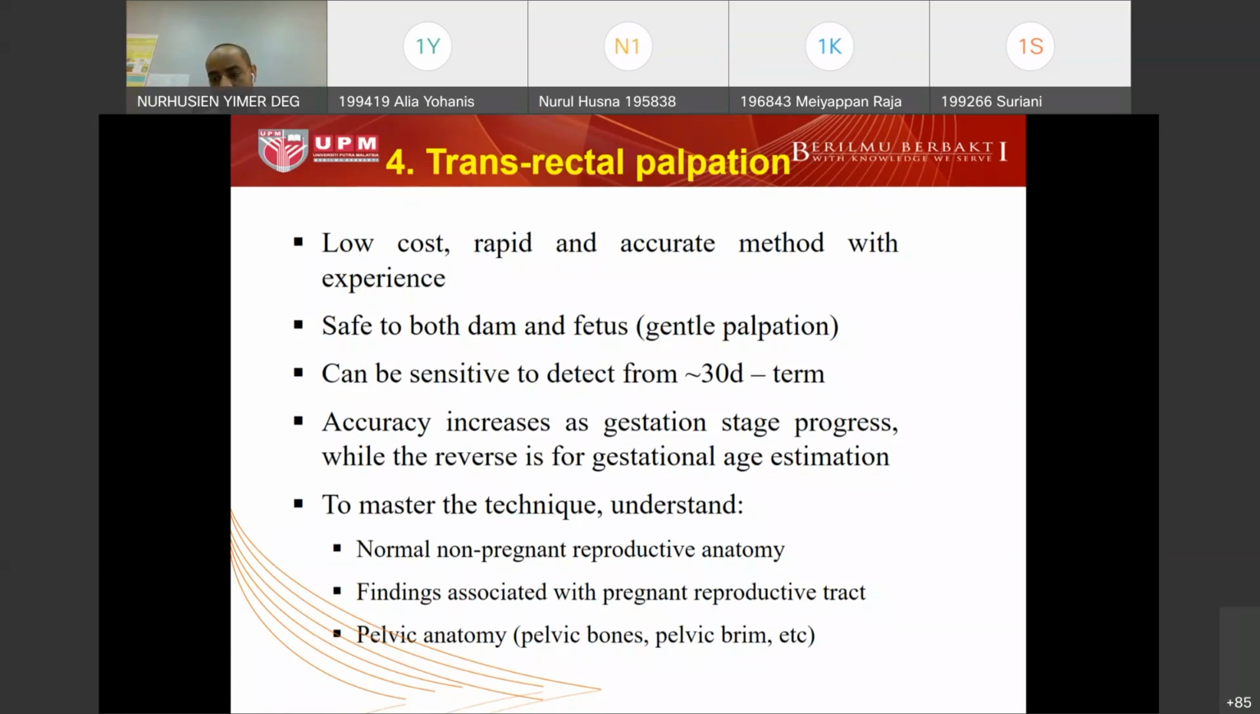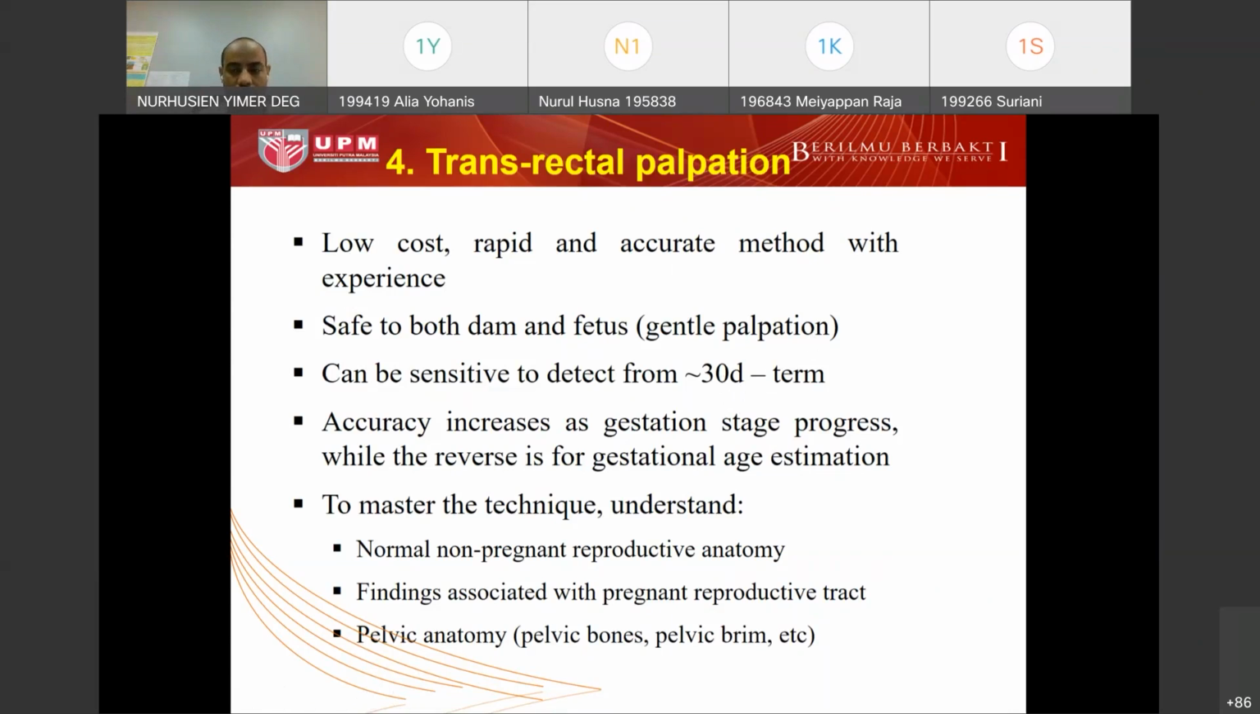And at any time. So that is what makes it a very economical as well as effective method of pregnancy diagnosis. And it is also safe, both to the dam and to the fetus, as long as you do it in a systematic way and with gentle manipulation. It can be used to diagnose pregnancy even early during the gestation period, as early as 30 days post-AI, which is very early.